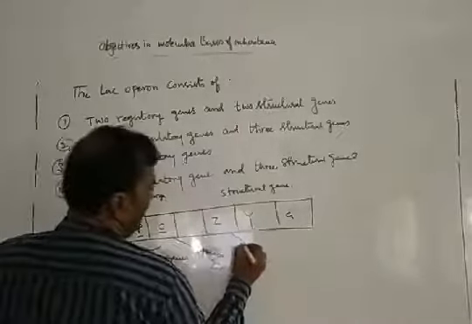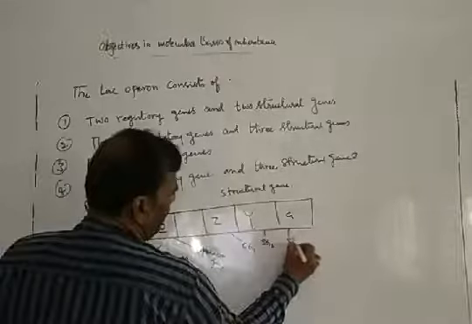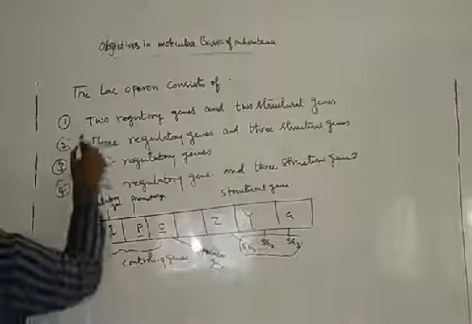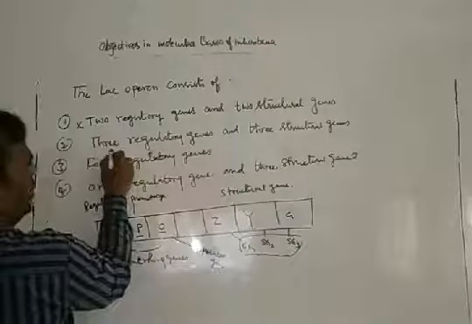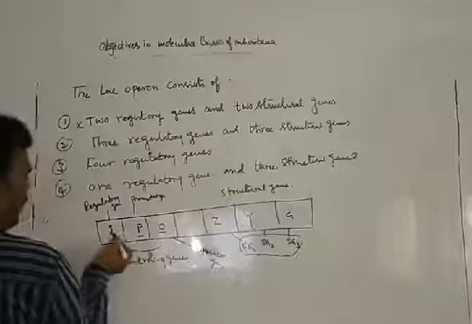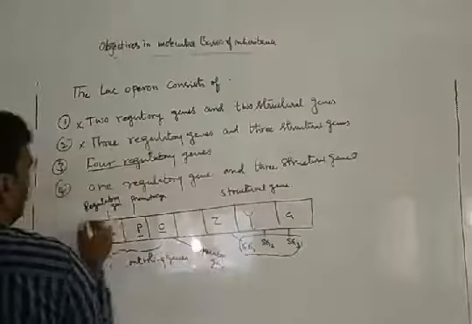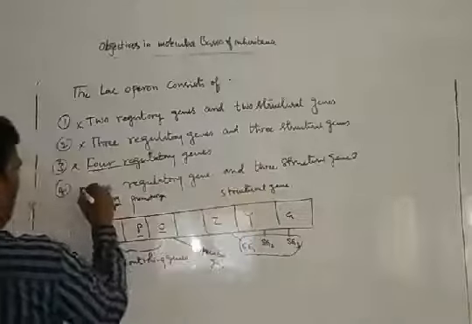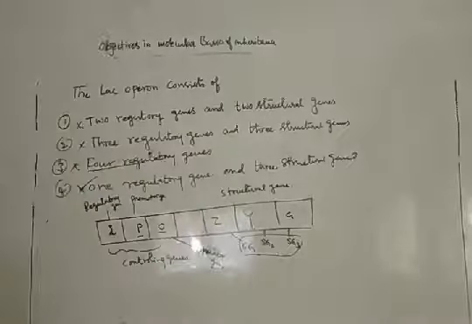Lac Z is structural gene 1, this is structural gene 2, this is structural gene 3. Three structural genes are there in the lac operon. So two regulatory genes and two structural genes is a wrong statement. Three regulatory genes is wrong, there is only one regulatory gene. Four regulatory genes is also wrong. One regulatory gene and three structural genes is the right option. So that is the answer for this question.